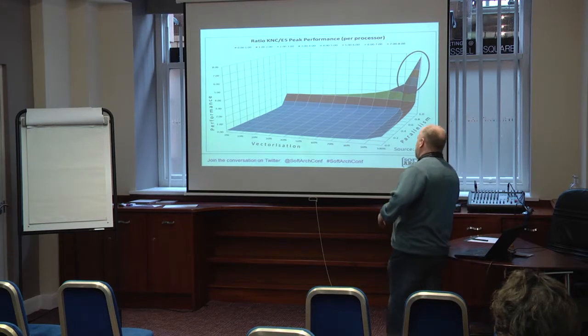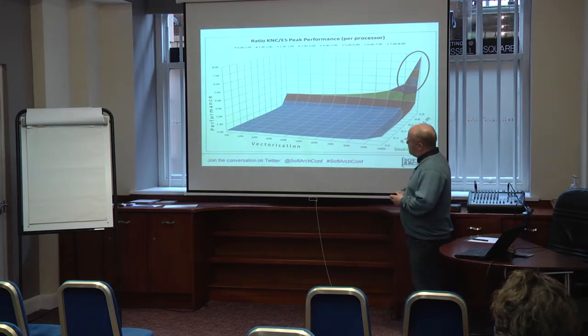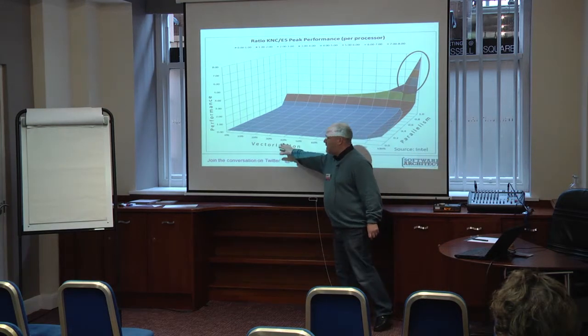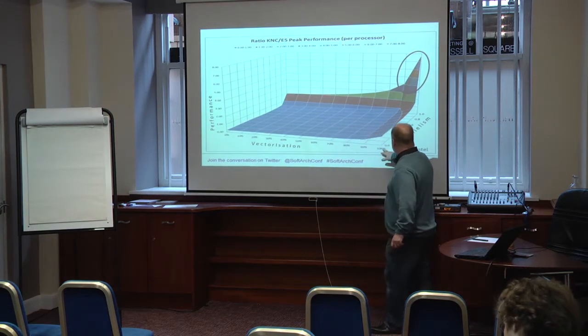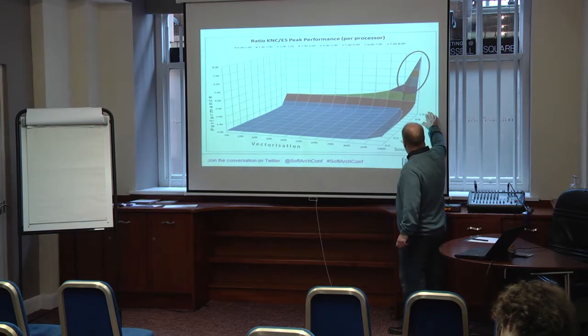And what this diagram is showing is that on the bottom here we have the percentage of code that's vectorized, and up the side here we've got how well parallel the code is.